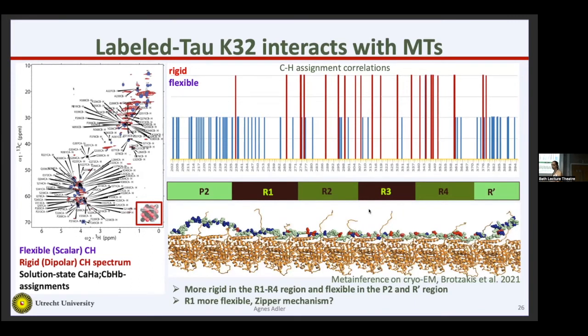So here's a model from Boutsakis et al., where I plotted those correlations on it. And that R1 is actually more flexible than the other repeat regions is in line with the suggested simpler mechanism of binding of tau to the microtubules.